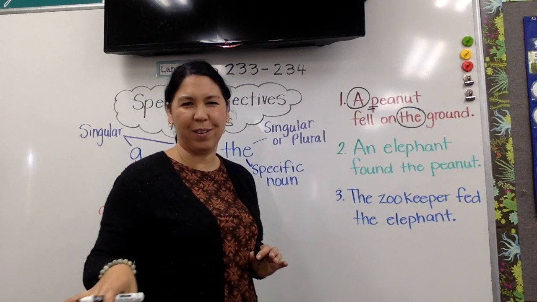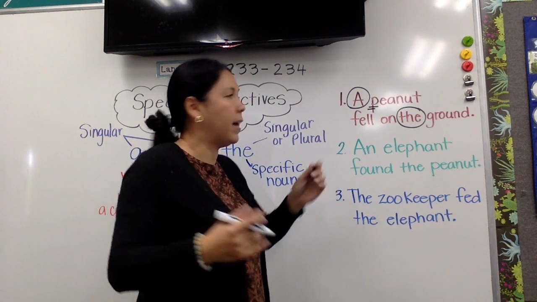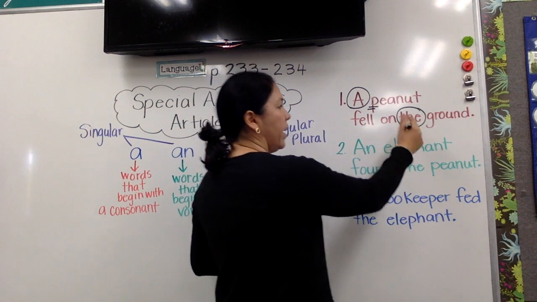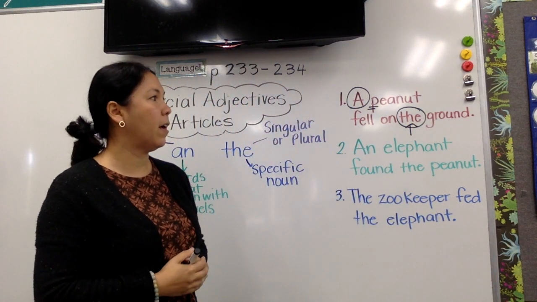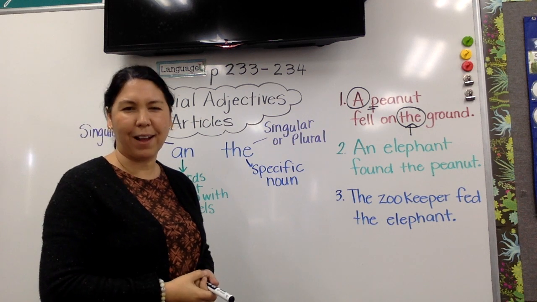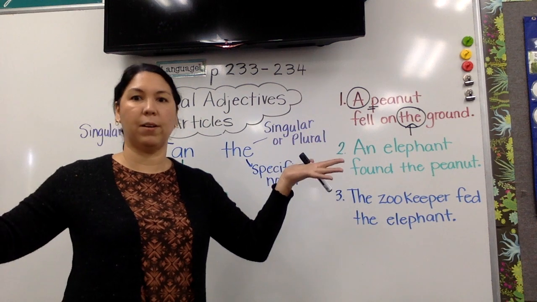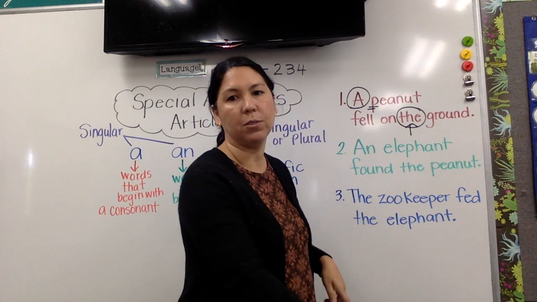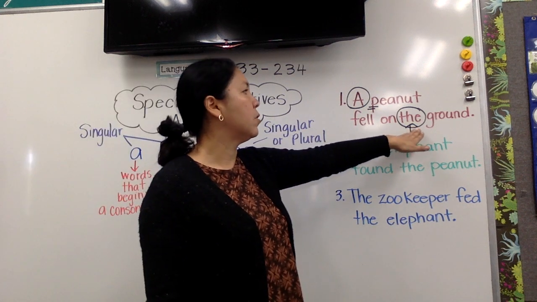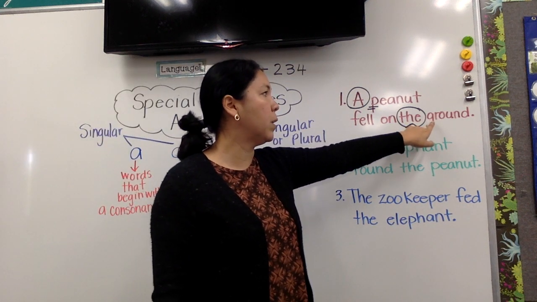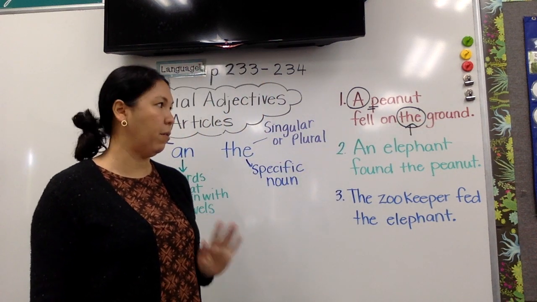And you can kind of hear, it sounds weird if I say an peanut. A peanut fell on the ground. Now here, I could have said a peanut fell on a ground. That sounds kind of weird, right? Like which ground? Just any ground? No, it fell on the ground, meaning right here, right where I'm talking, okay? But it doesn't matter if this was a vowel or a consonant, it still would have worked. So that's the good thing about the.